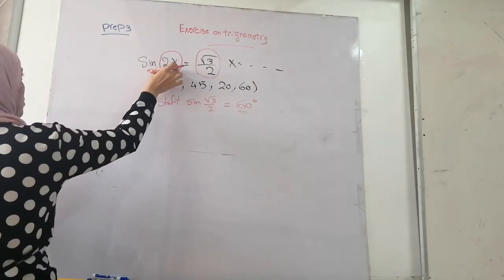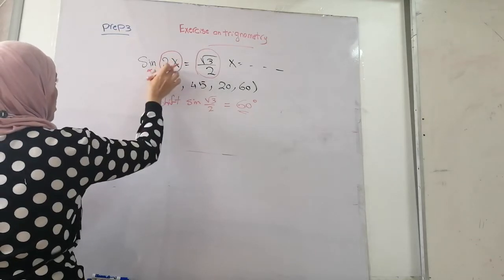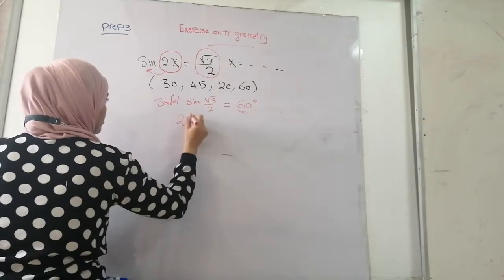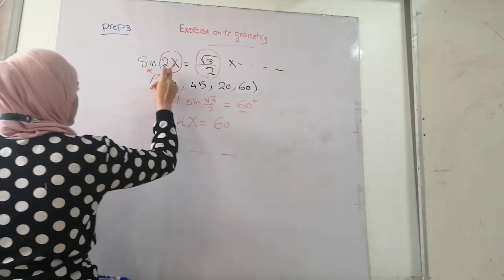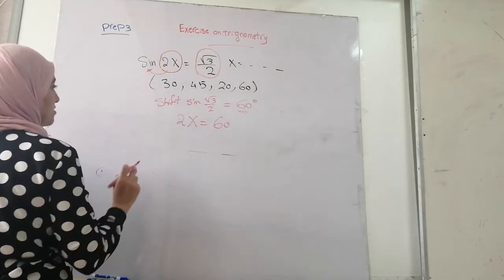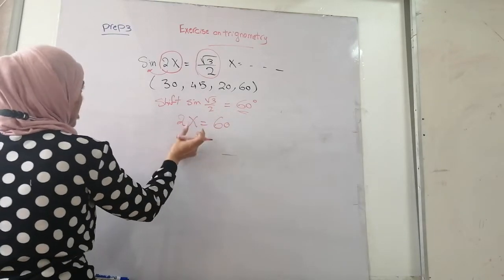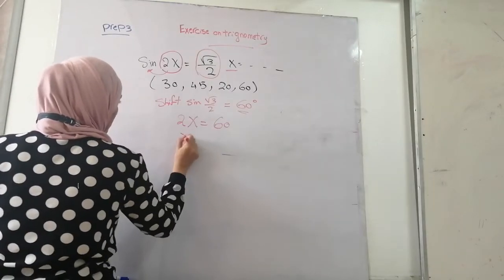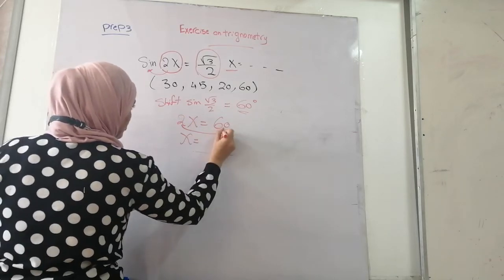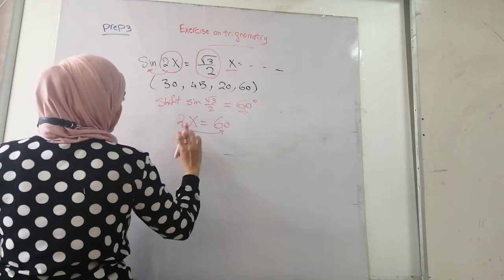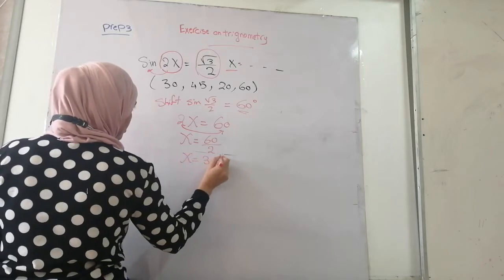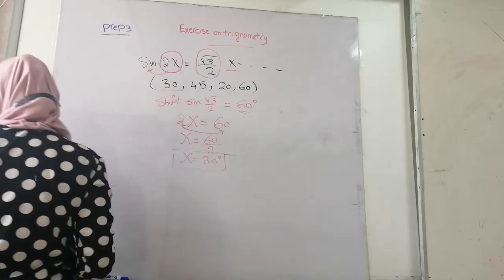But he didn't want 2x, he wants x only. So this value belongs to 2x. 2x equals 60, because I pressed shift sine to find the value inside the sine, which is 2x. What I found is 2x, but I don't want 2x, I want x. So I transfer this 2 to the other side with the opposite sign: 60 divided by 2. So x equals 30 degrees. So the choice is 30.